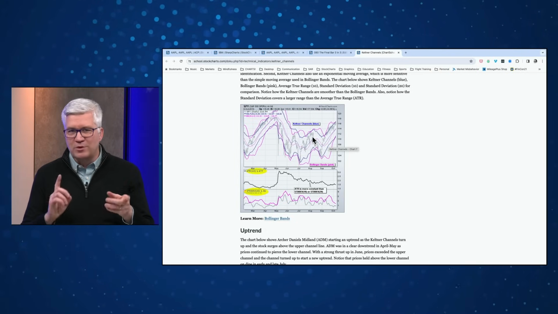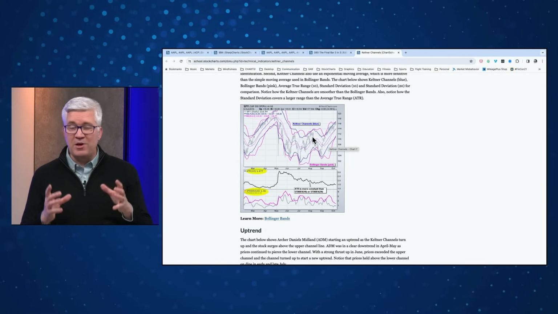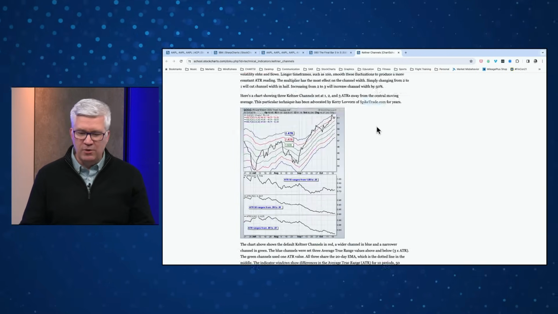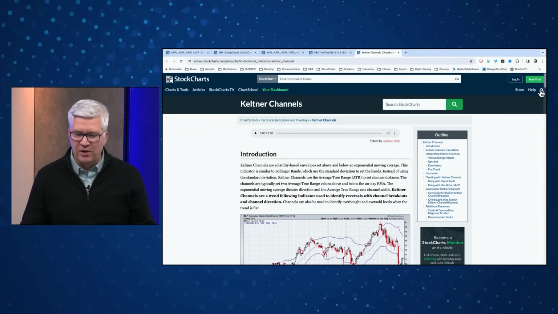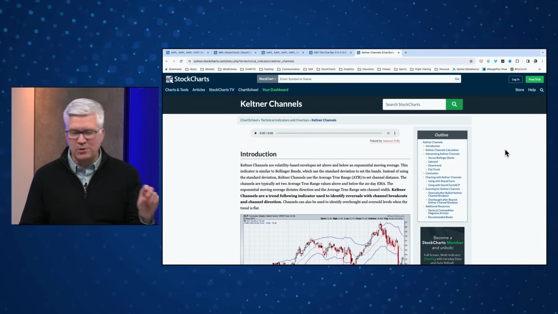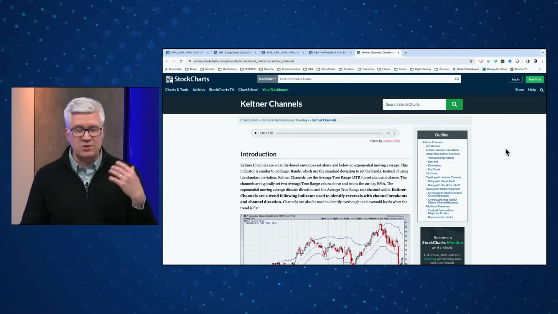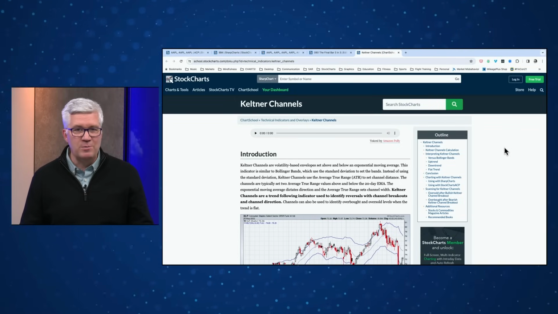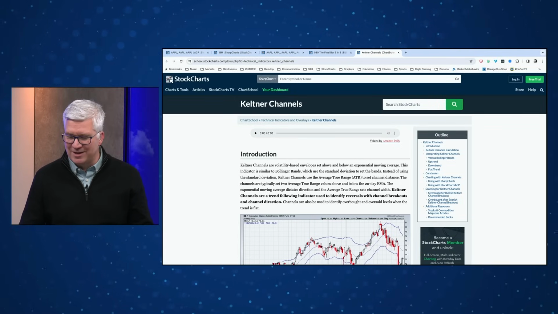For more info on those particular indicators, how to use them, and the comparisons between the two, go to the articles in our Chart School page. Again, just hit the magnifying glass and search for Keltner channels or Bollinger Bands. You'll get to great articles like this that show you some really helpful examples to help you make sense of those two indicators. Next question.